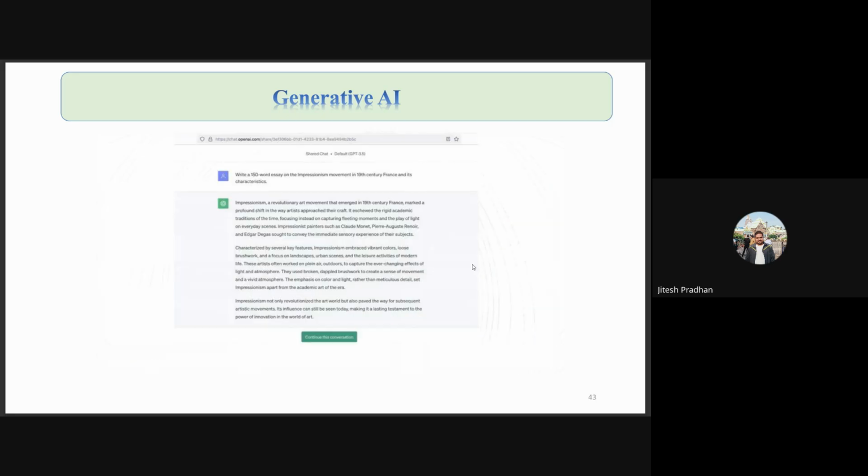Okay, now let's see. It's basically GPT 3.5. Now look here: write a 150 word essay on a moment in 9th century France and its characteristics. So it has the written. It will start word first. It has started with the impersonisms. Then it will try to write the entire text word by word. Okay, so this is another example.